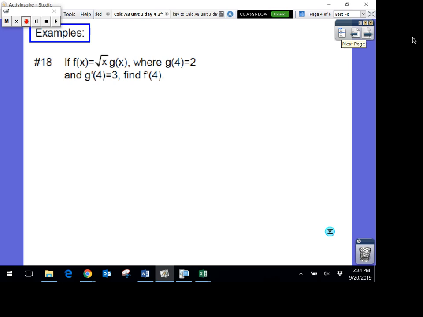All right, f of x equals root x times g of x. You don't have to rewrite it. I'm just rewriting it so you can see a little bit better. We don't know what g of x is. We just know that g of x is some function. It does not tell us what it is. We know a point on g of x. We know the slope of the line at a certain point of g of x, of g prime of x, but that's all we know.